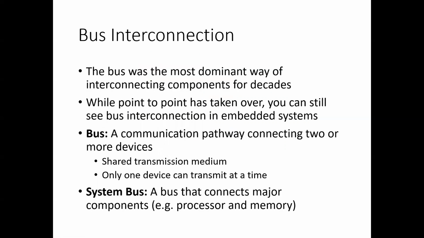So the bus was the most dominant way of interconnecting components for decades. While point-to-point has taken over, you can still see bus interconnections in embedded systems. A bus is a communication pathway connecting two or more devices. They have a shared transmission medium, and only one device can transmit at a time. A system bus is a bus that connects the major components, for example, processor and memory. So a bus is just a communication pathway between two or more devices.